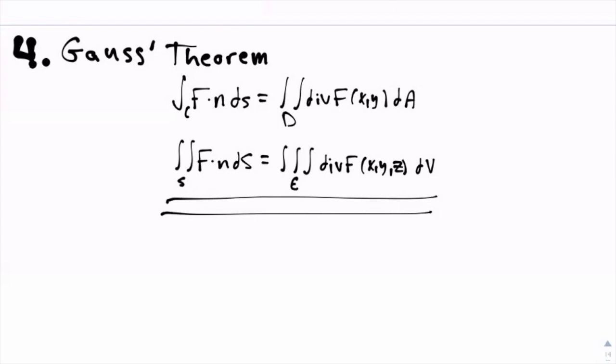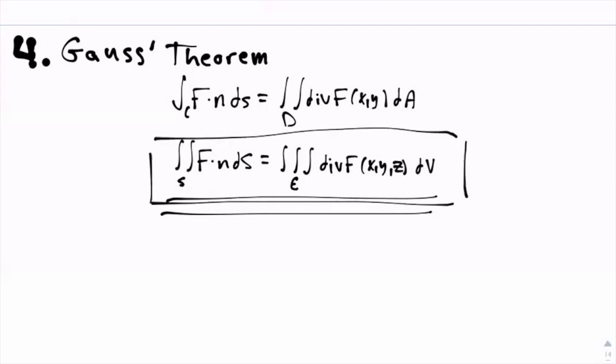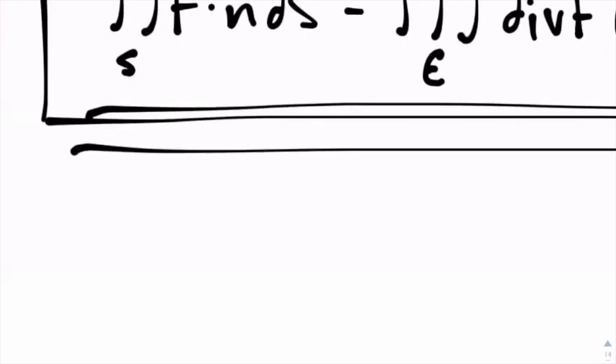And hence we come to the divergence theorem, which says: let E be a simple solid region and let S be the boundary surface of E, given the positive outward orientation for E. Let F be a vector field whose component functions have continuous partial derivatives on an open region that contains E. If all of these are met, then the divergence theorem is true.